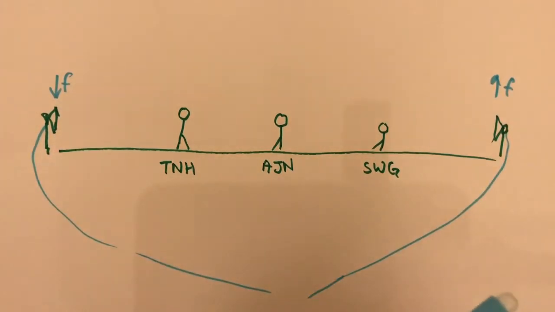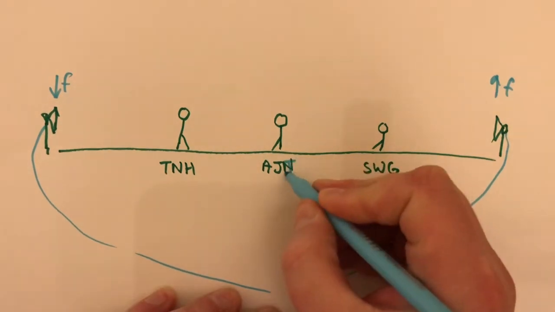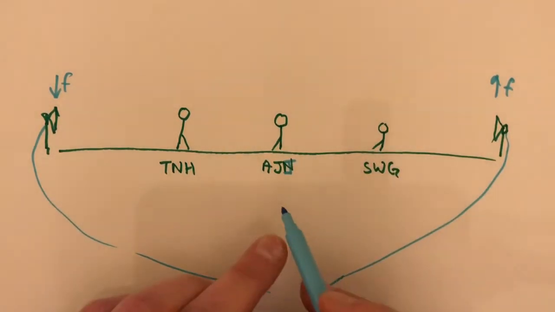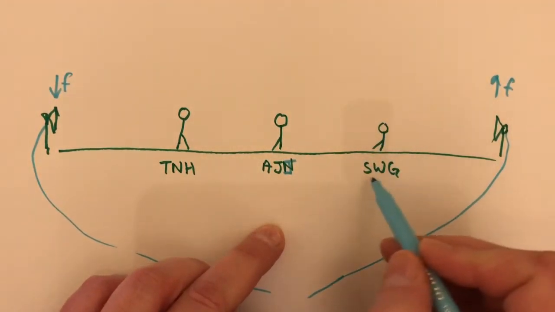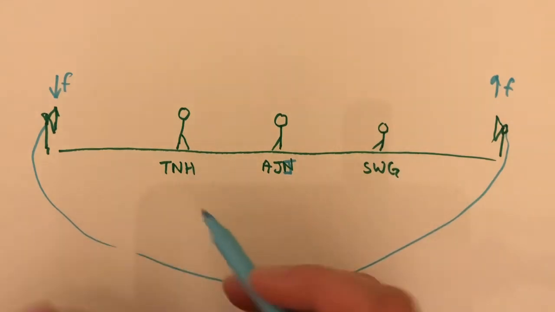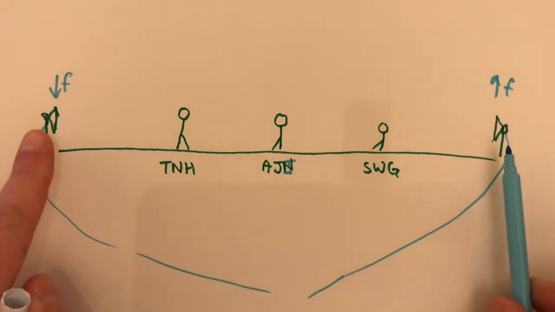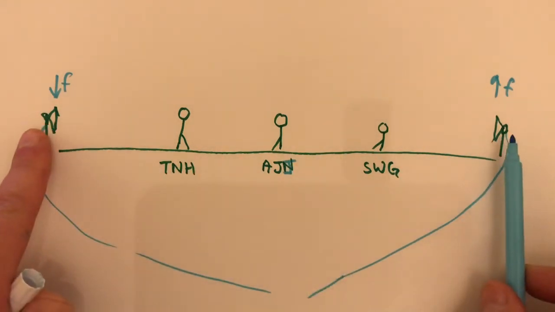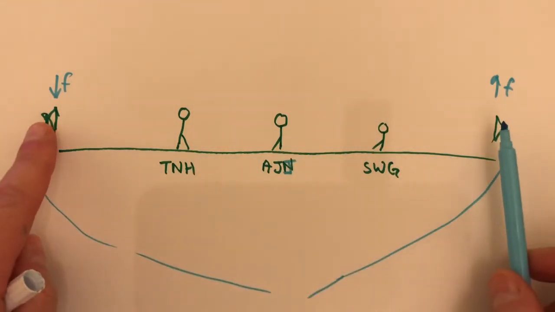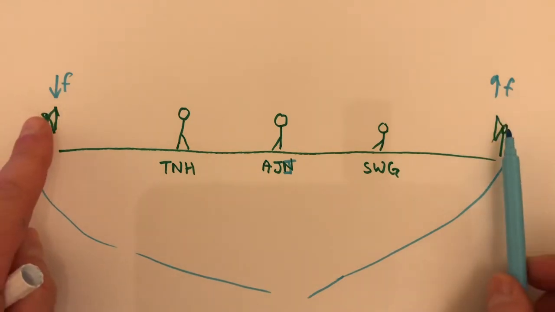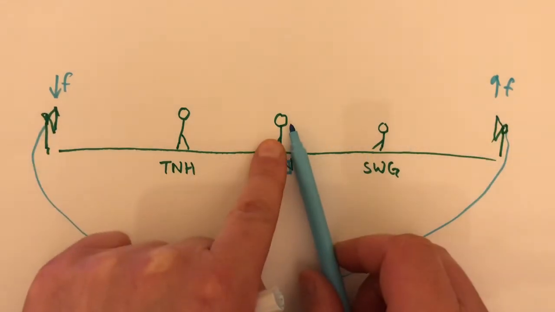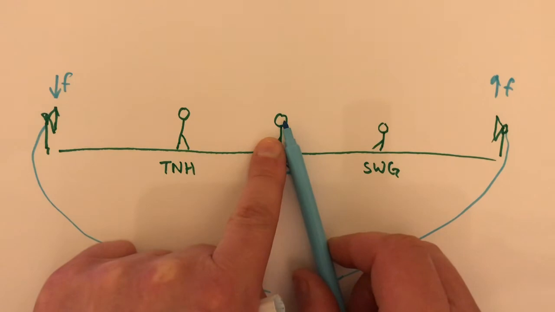I can't spell my own name here. AJT in the middle. The short one is of course Mr. Watling, and this one can be Dr. North. So for me in the middle, because I'm equidistant between the two speakers and the speed of sound from both speakers is not dependent on frequency, I hear both sounds at the same time in the form of a chord, if you're musical.